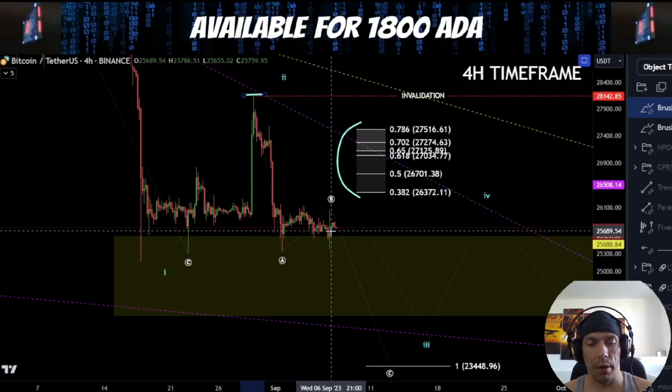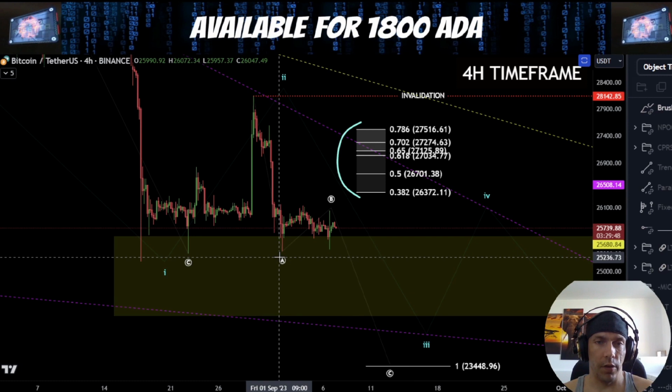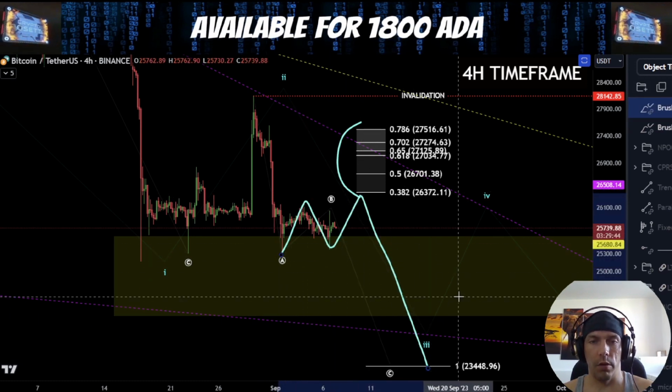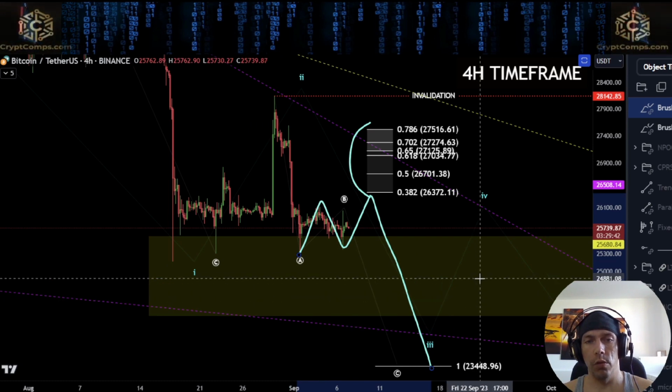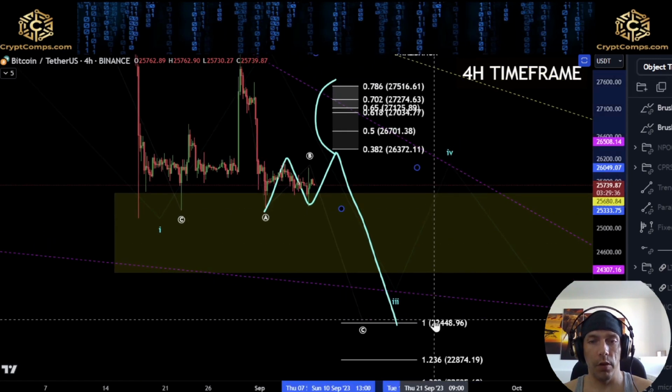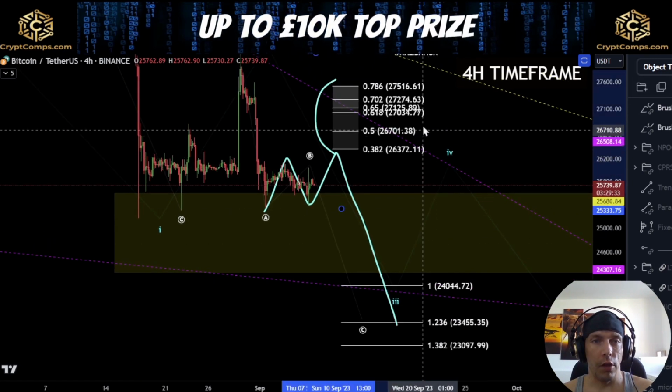Until we actually break back above that, we also have the possibility here that we could form this as A, B, and C, and then we look to push down in another 5-wave move, which could look to possibly target out this zone of this 23,448. Now, depending on how high we come here, this would change this target.